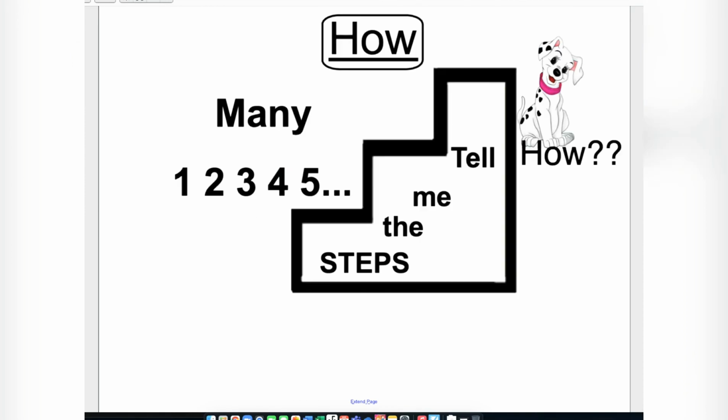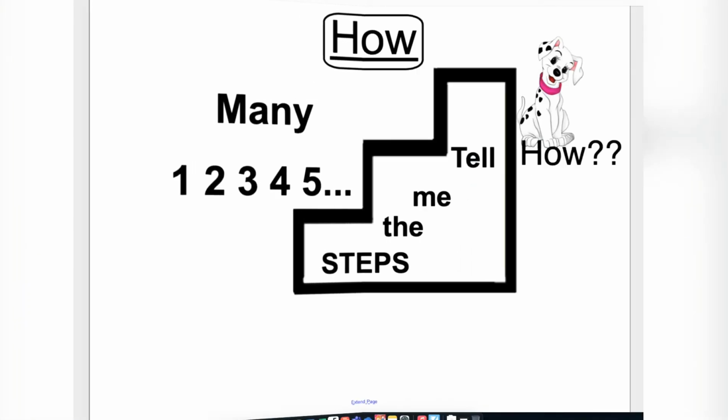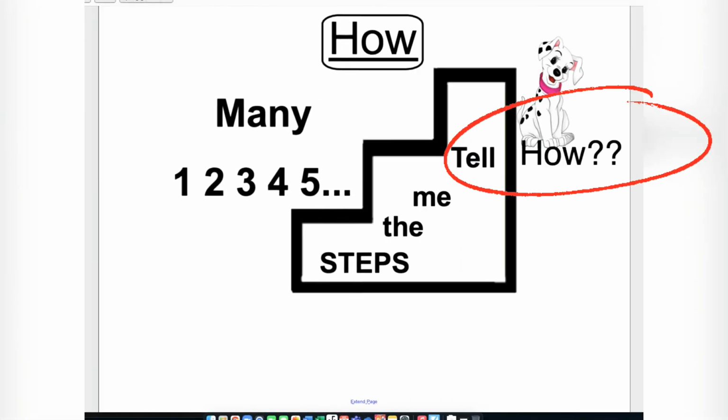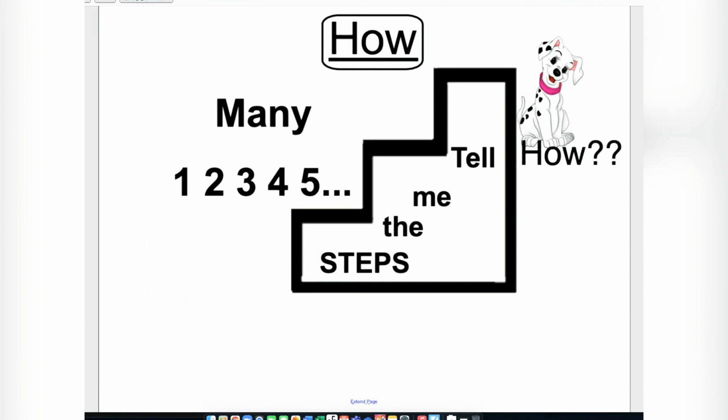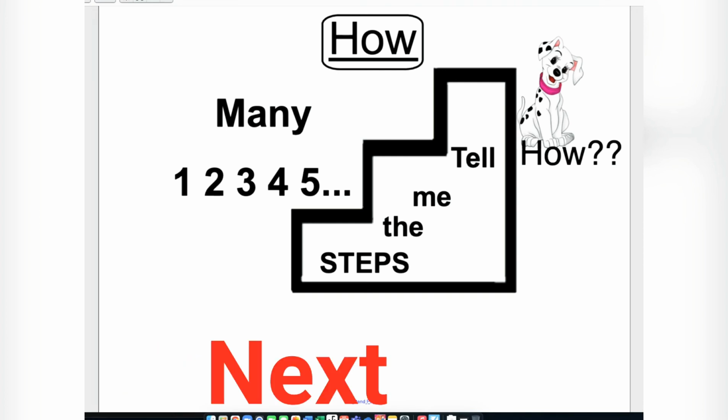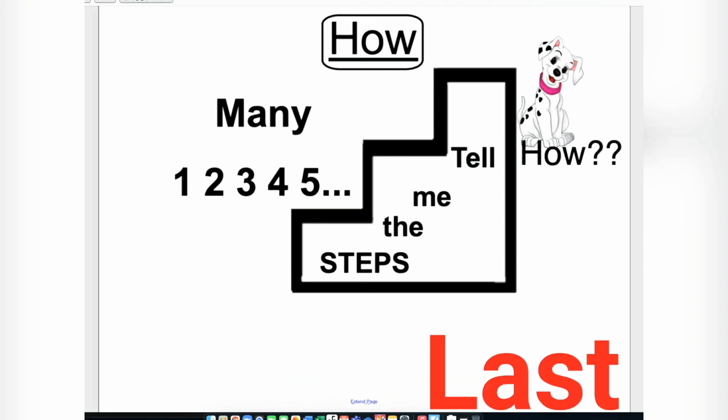And the next question, introducing our how puppy. Our how puppy wants to ask how questions so that we would be able to respond by telling the steps to a process or a sequence, and also counting out items. So we need to know how many, or tell me the steps. What happened first? What happened next? Then what happened last?